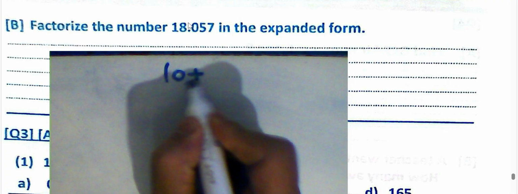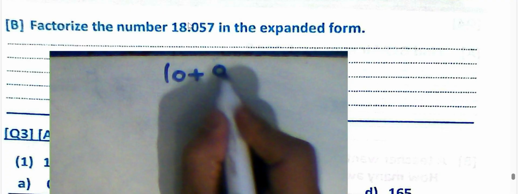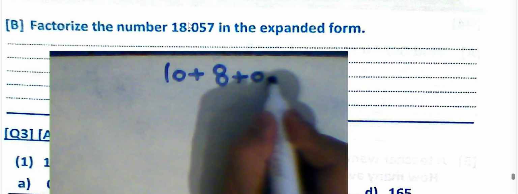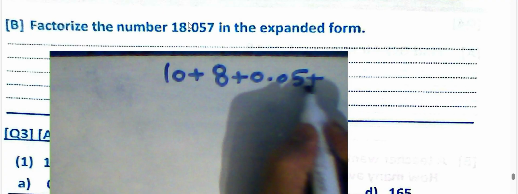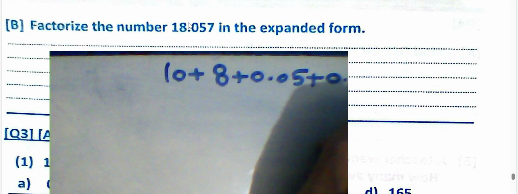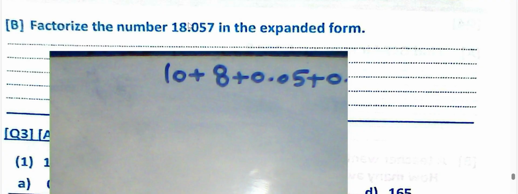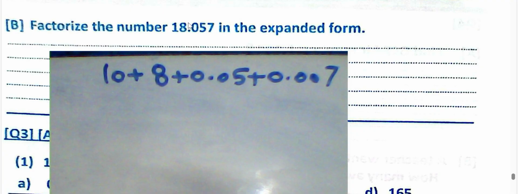Next question. Write the number in expanded form. We have here 1 lies in the tens place, and 8, and also 5 hundredths, and then 7 thousandths. Okay, that's the expanded form of the number.